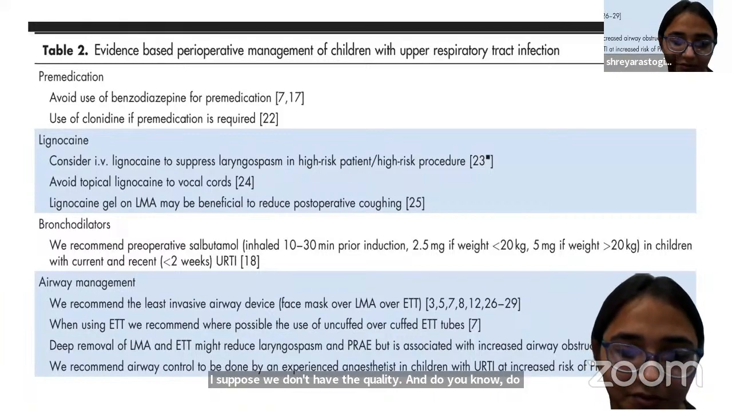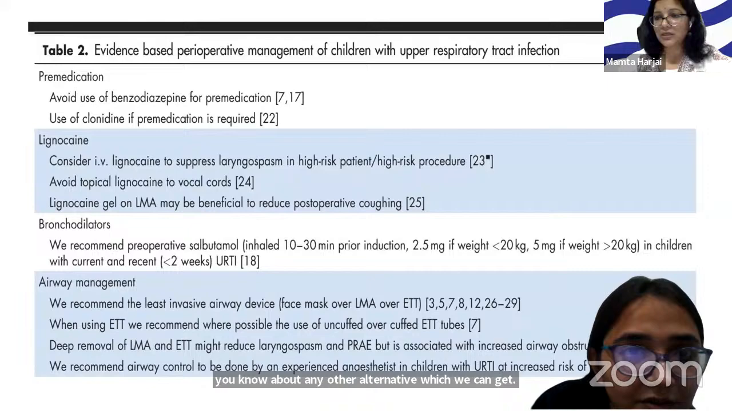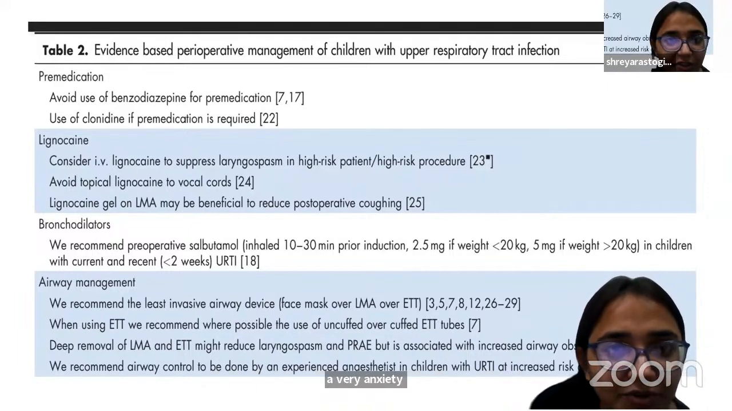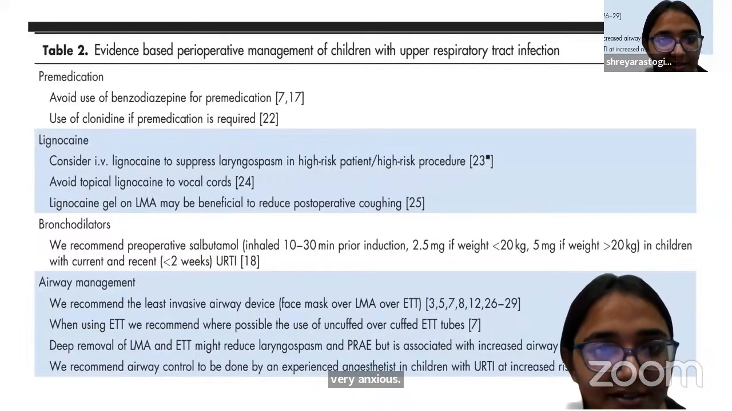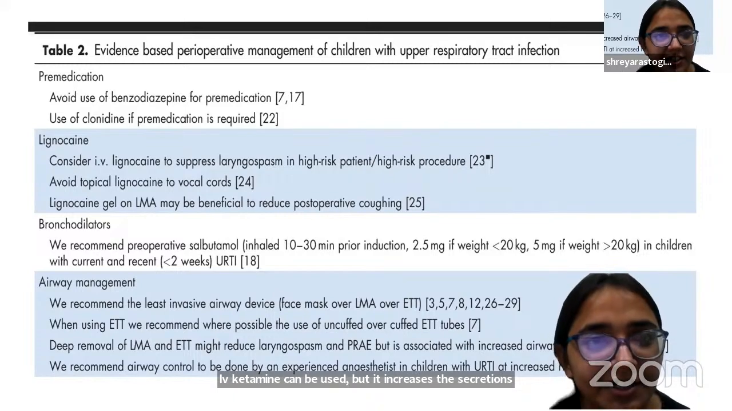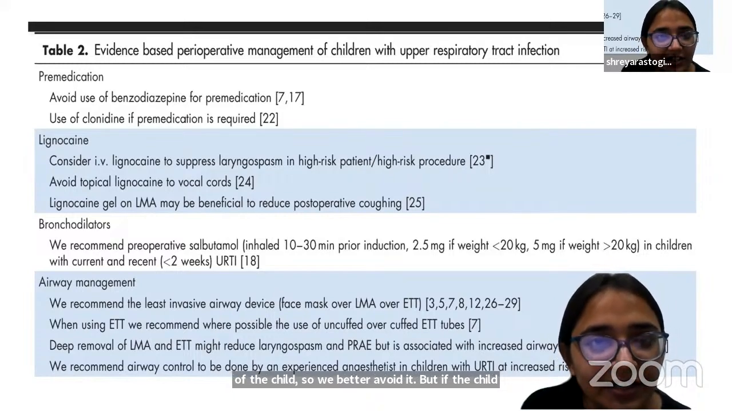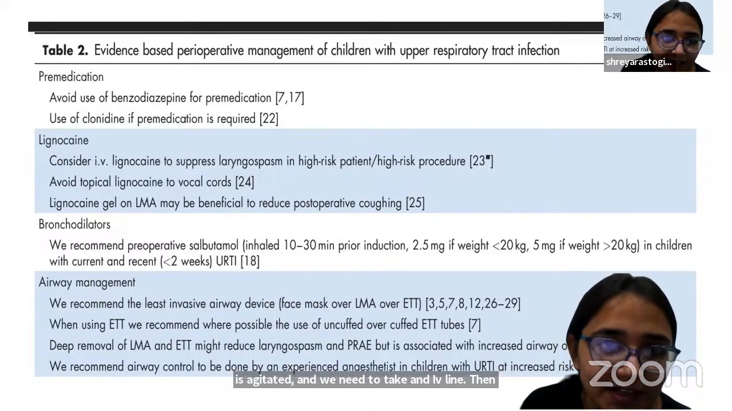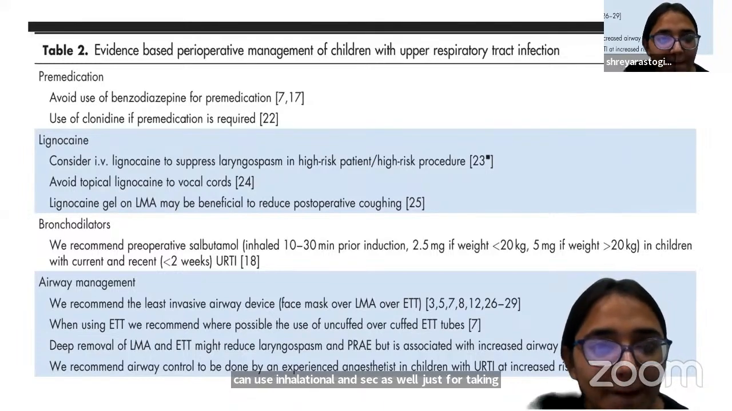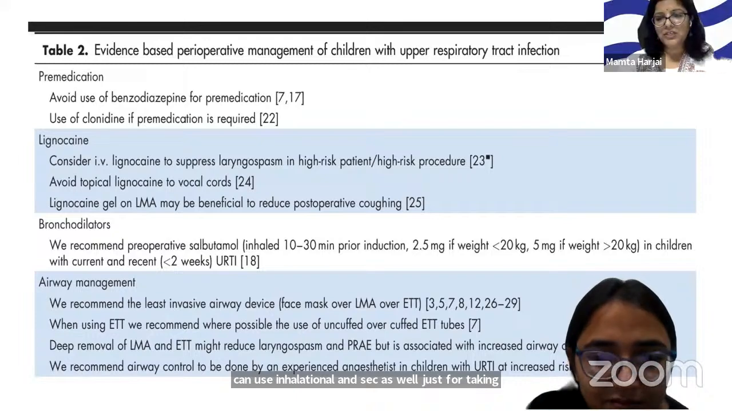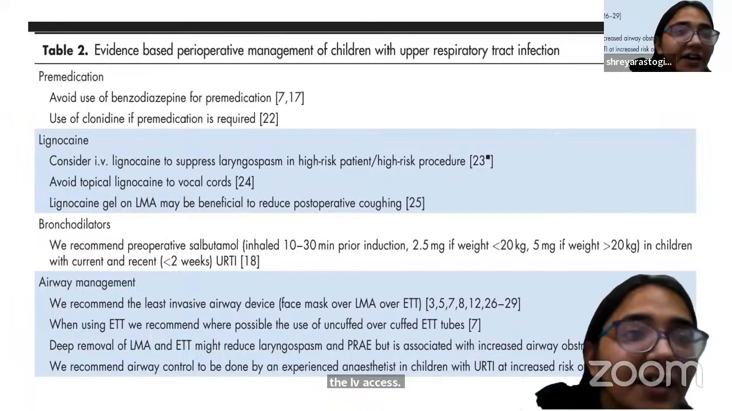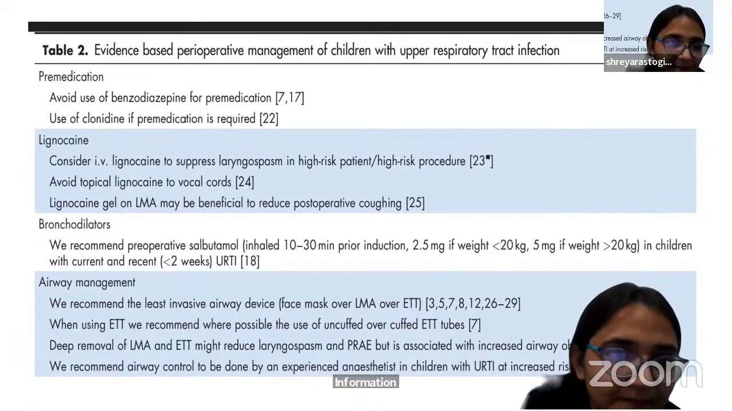Ma'am, suppose the patient is very anxious. Ma'am, ketamine. We can use ketamine. IV ketamine can be used, but ma'am, it increases the secretions of the child, so we better avoid it. But if the child is agitated and we need to take an IV line, then we can use inhalational anesthesia as well, just for taking the IV access. Okay, for the pre-medication part, I'm saying that we can also take intranasal dexmedetomidine. Intranasal is also a good alternative.